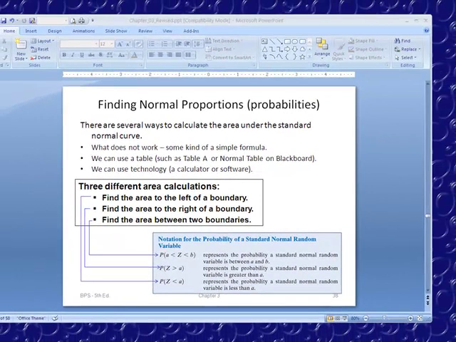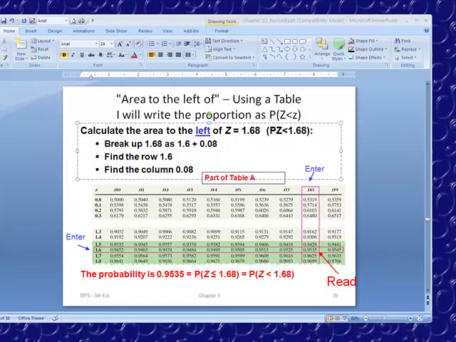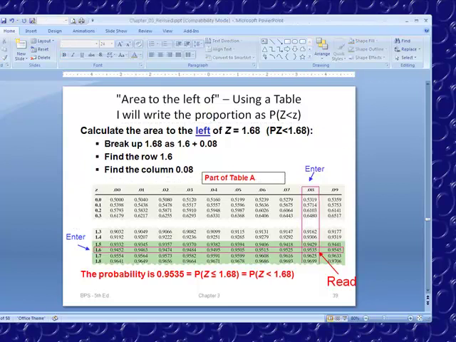So let's see how we're going to do this. Open your book to Table A. And in Table A, we're going to find this probability. We want to find the probability that z is less than 1.68.